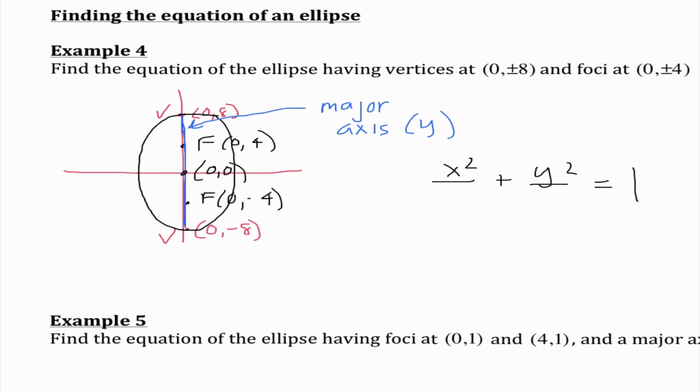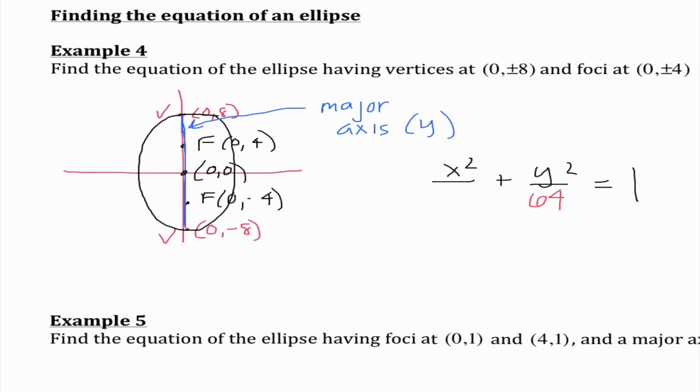Now, in order to find those denominators, we actually already can figure out one of them. Okay, we can see that we're moving up 8 and down 8. Okay, so I'm just thinking if we're moving up 8, we need to square that value. So I'm going to get 64 as my y denominator.